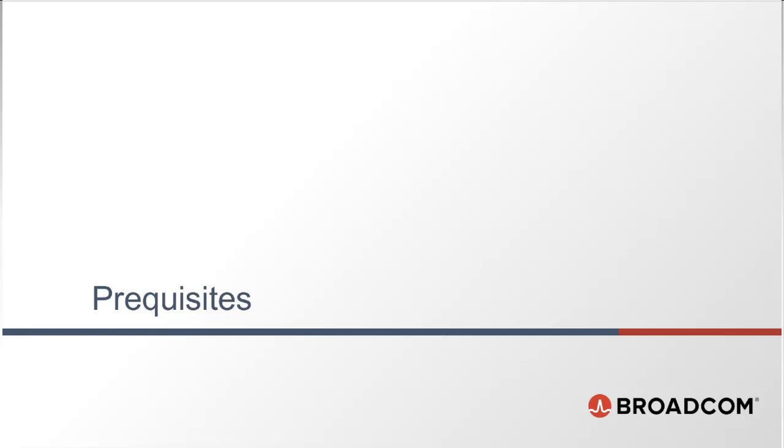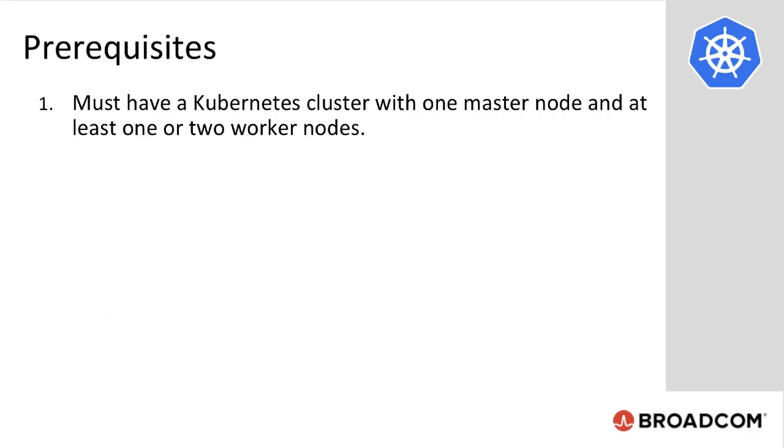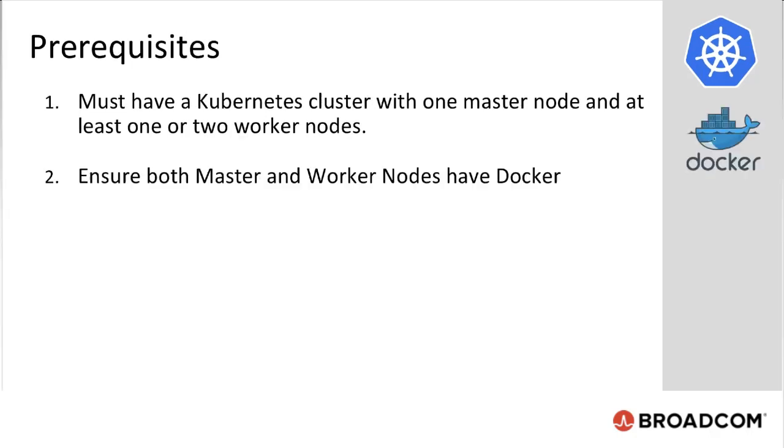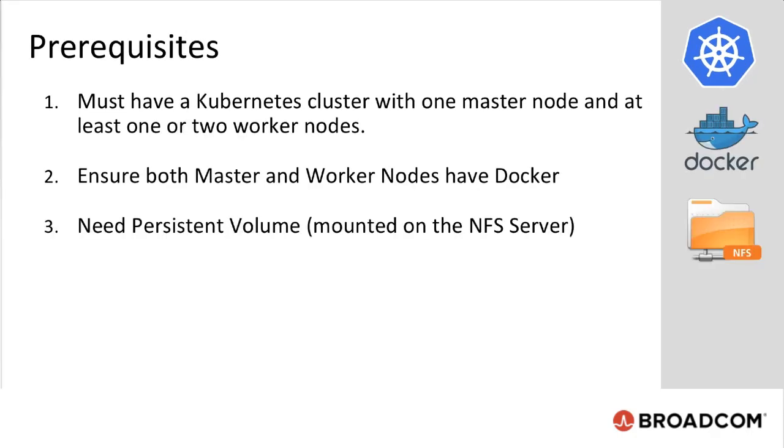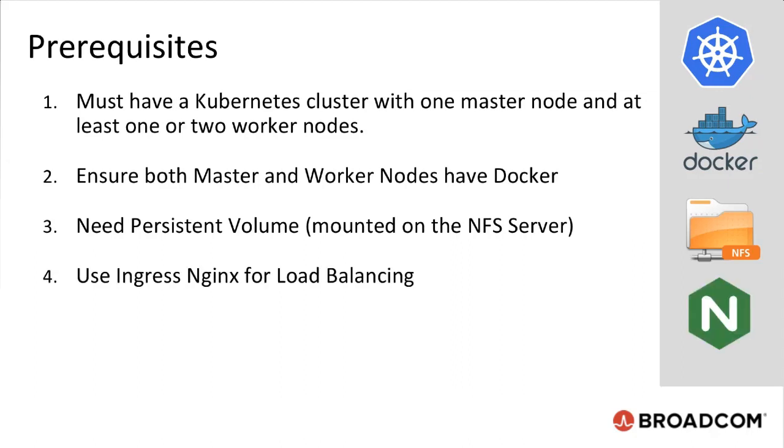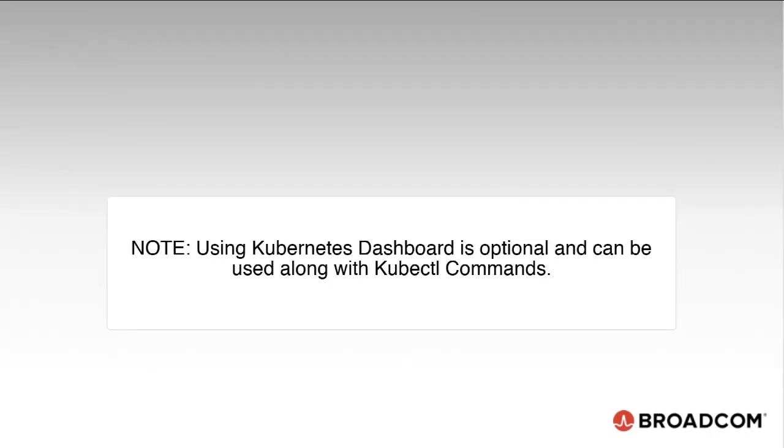I need to consider and plan for the following prerequisites before going ahead with the deployment procedures. First of all, I must have a Kubernetes cluster with one master node and at least one or two worker nodes. I need to ensure that both master and worker nodes have Docker. I also need to have a persistent volume that is mounted on the NFS server. I am going to use Ingress Nginx for load balancing. Using Kubernetes dashboard is optional and can be used along with kubectl commands.